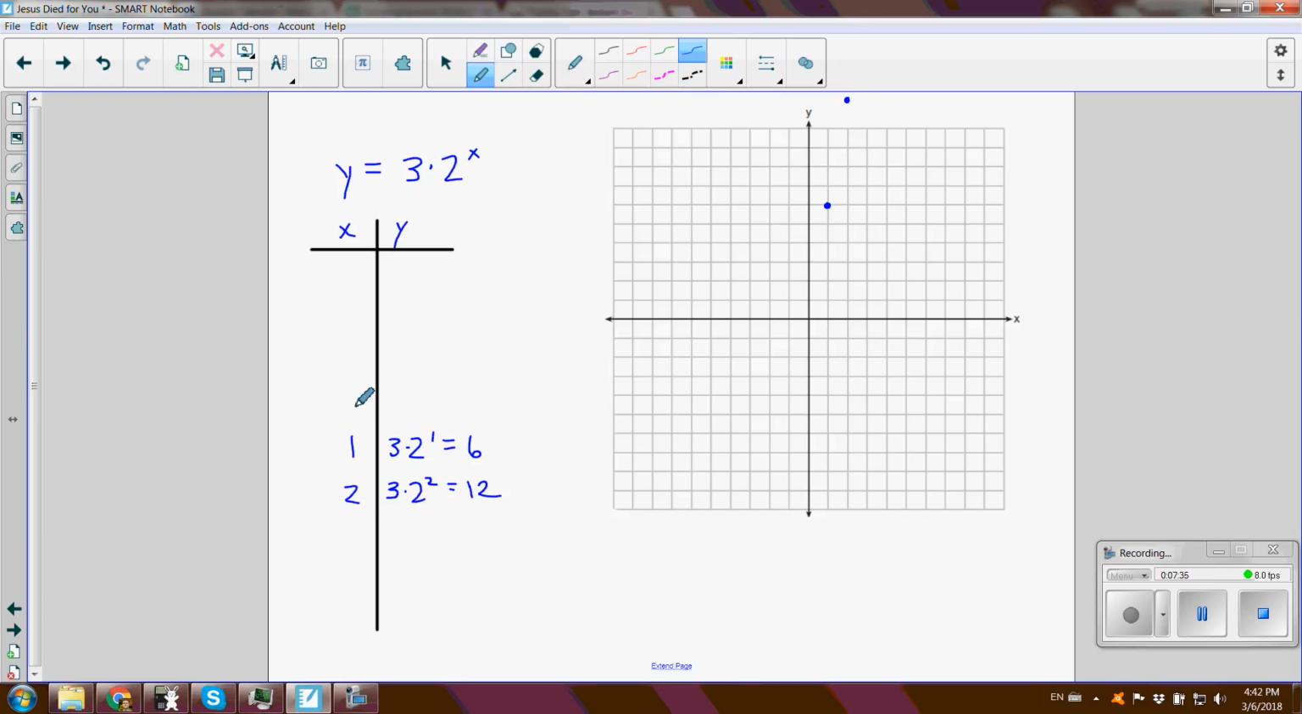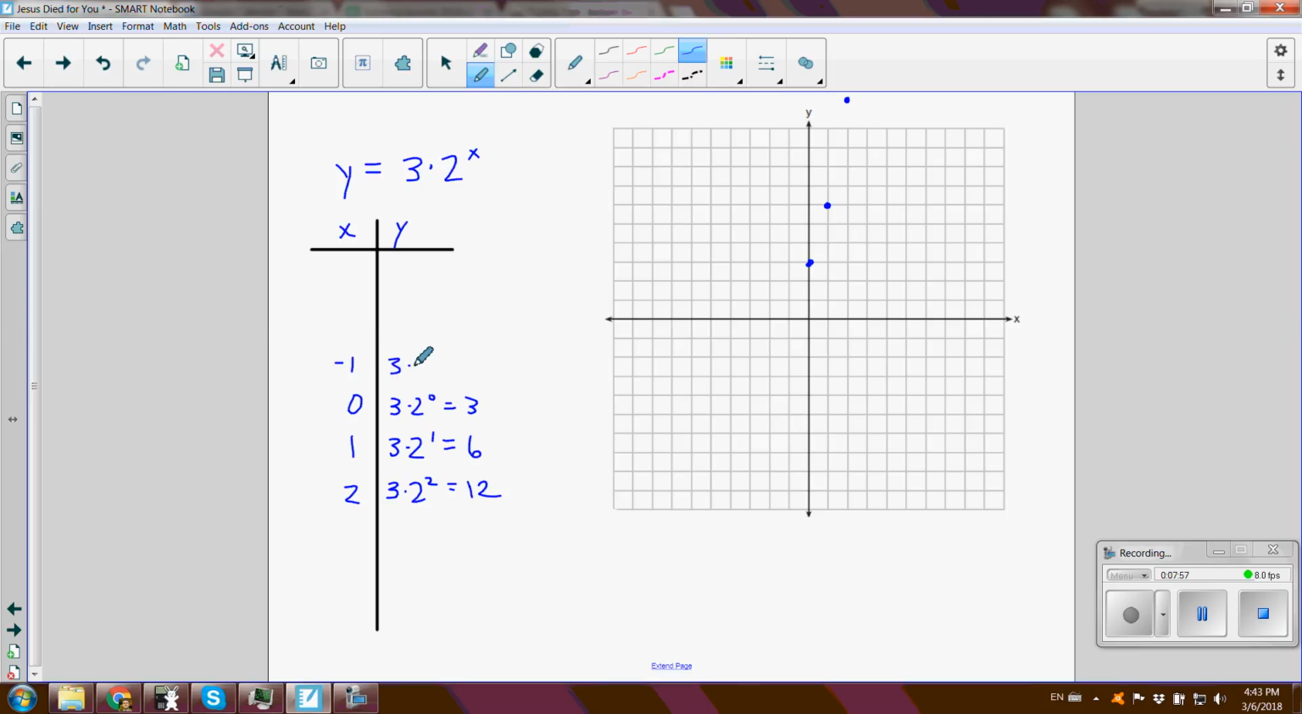Now, what about 0? We'd have 3 times 2 to the 0 power. What's 2 to the 0 power? It's 1, sorry. Anything to the 0 power is 1. 3 times 1 is 3. So that would give us the point 0, 3.